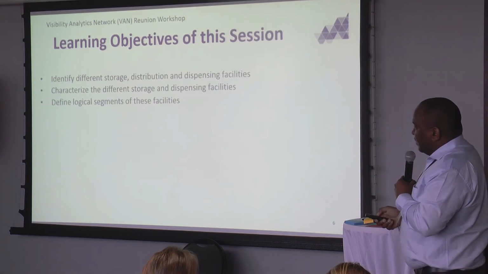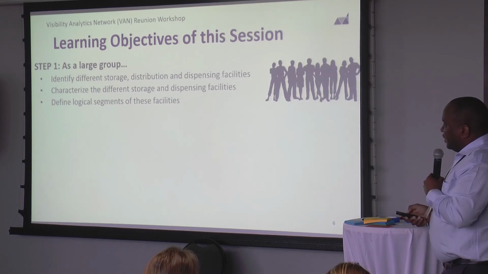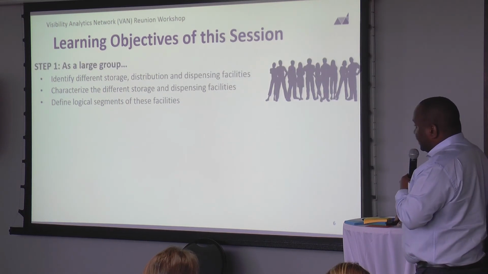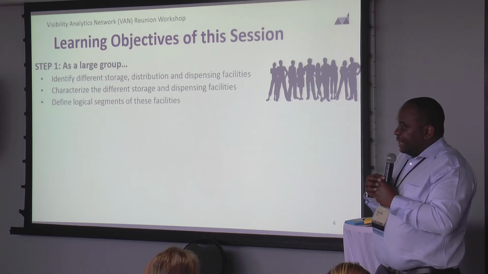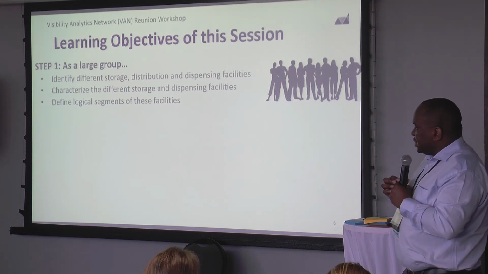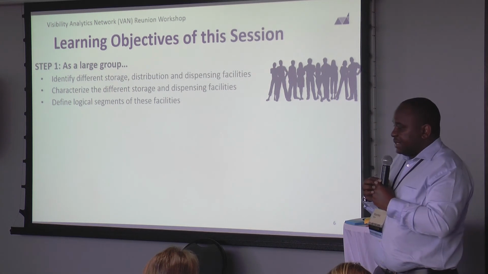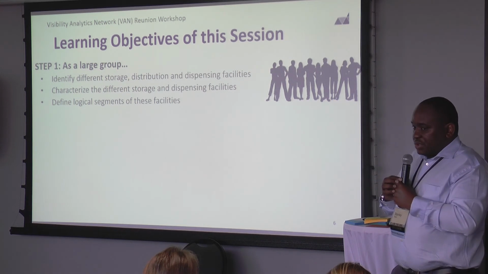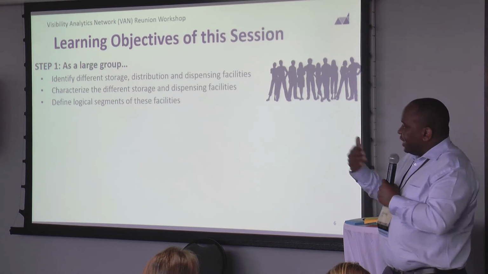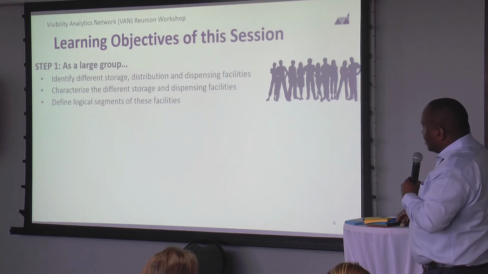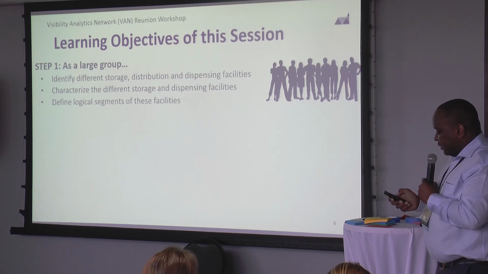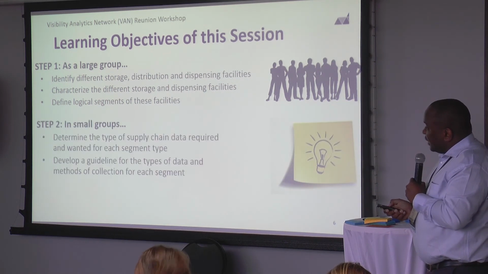Moving on, so the first activity that we'll do, just to recap, we're going to look to identify different types of storage, distribution, and dispensing facilities. We're then going to look to define some of the characteristics, some of the attributes of these facilities, then possibly put them into some logical groups in terms of the facilities. So that's the first one.